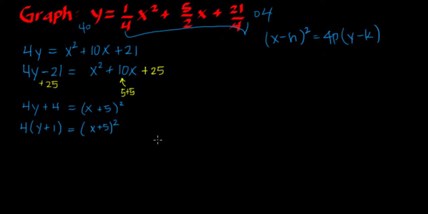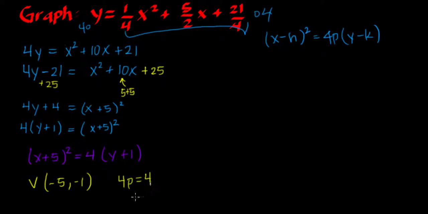Now for me, I would stop right here and just start graphing, but some of you are saying, it's not in the same format. The (x plus 5) squared needs to go in the front. All right, do me a favor, take that (x plus 5) squared and just change the order. So we write (x plus 5) squared is equal to 4 times (y plus 1). At this stage, you can recognize that our vertex is going to be at (-5, -1), and that our 4p is going to equal 4, indicating to us that p is equal to 1.